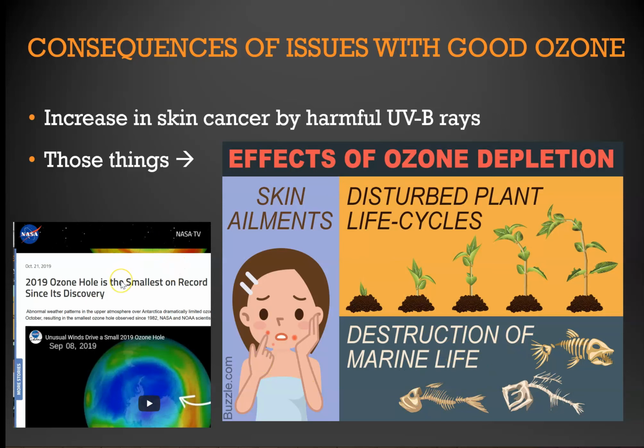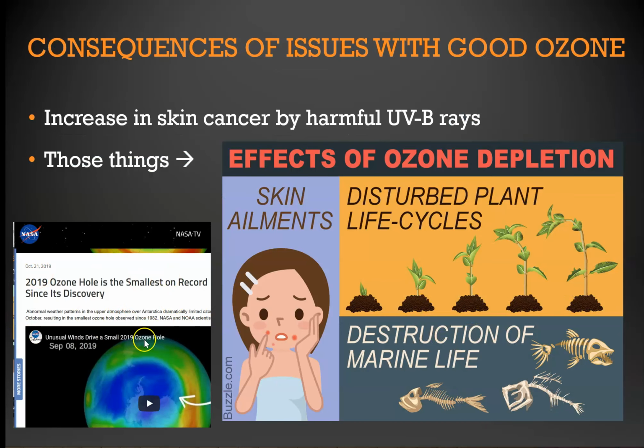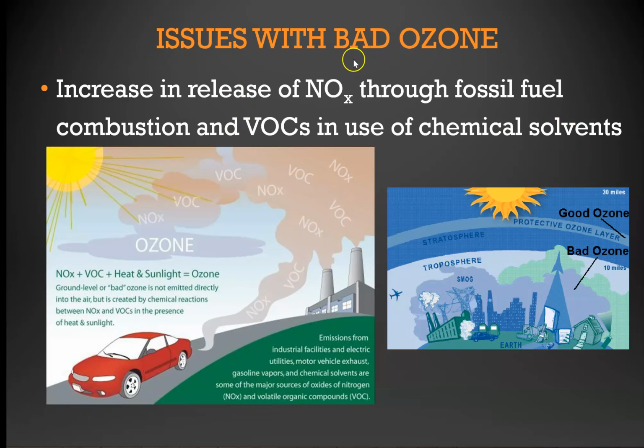But the good news is that even NASA is saying that the ozone hole is shrinking because we've created many regulations against things like CFCs in hairsprays and aerosol cans. You probably won't find any if you look in your sprays that you just bought. They're banned in the United States, and industries are working on removing CFCs from things like air conditioners and refrigerators. So the good news is that the ozone hole is shrinking, and it's one positive to all the bad. And now the issues with bad ozone.